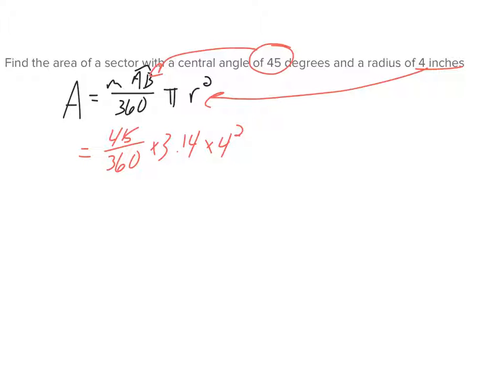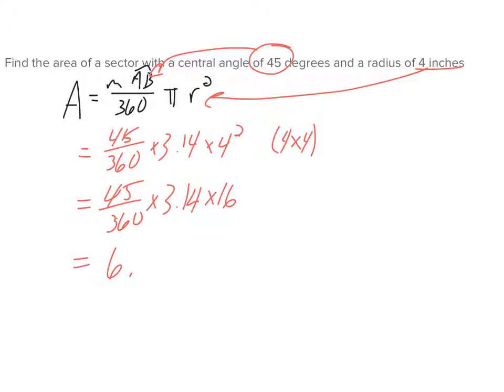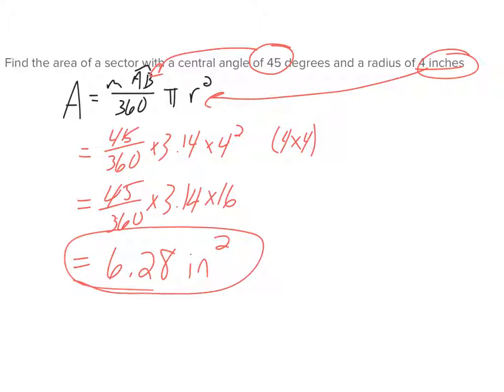4 squared. Remember, when we square something, we multiply it by itself, so we're going to have 4 times 4, which is going to give me 16. So if we type all that in, 45 divided by 360 times 3.14 times 16, I'm going to get my answer of 6.28. And now I'm given a label of inches, so now I can use square inches, because remember, we're finding area, and area is always squared.